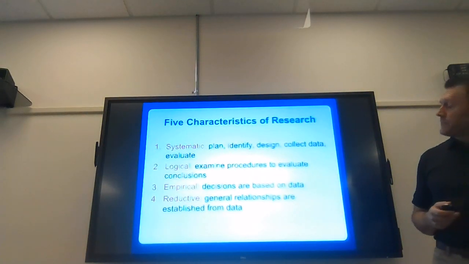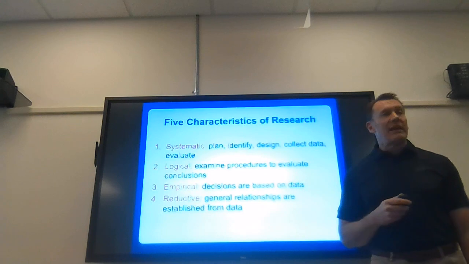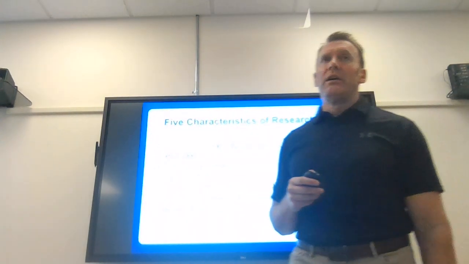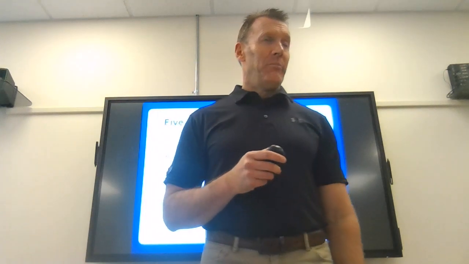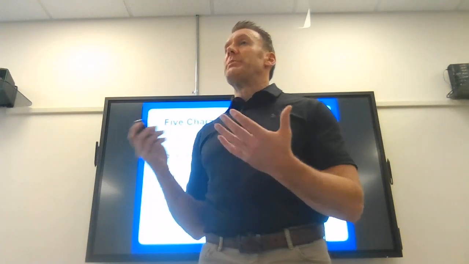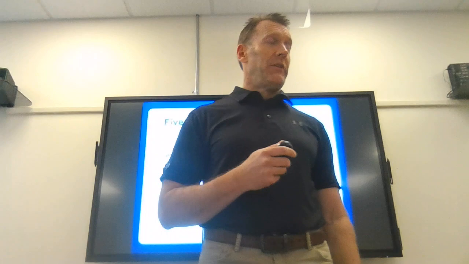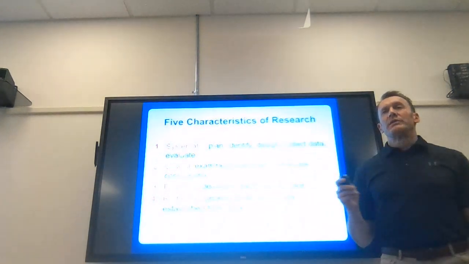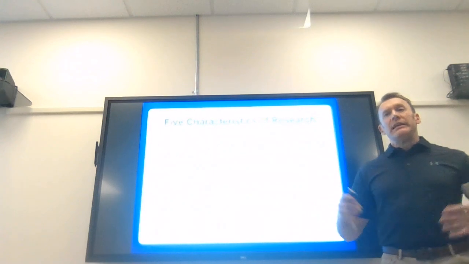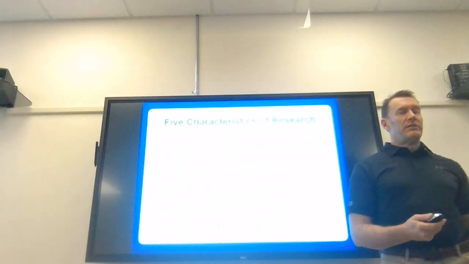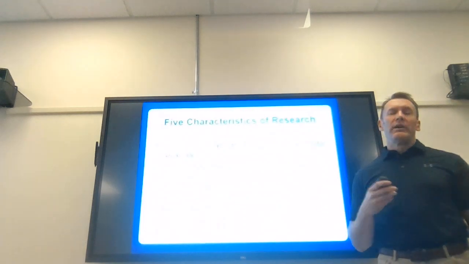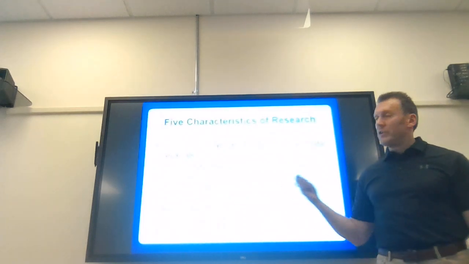Reductive. So what relationships can be established from the data? This is where we get into correlations, positive and negative associations between different variables. Establishing relationships is the first step in getting towards cause and effect. Just because two things are associated doesn't necessarily mean one causes the other, but it's a good initial step.